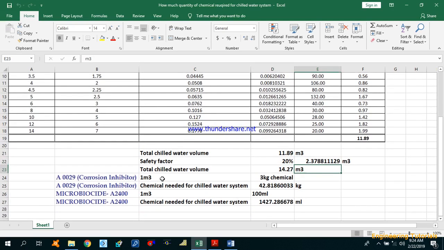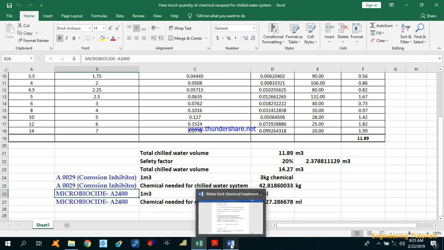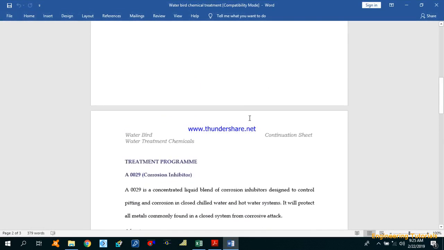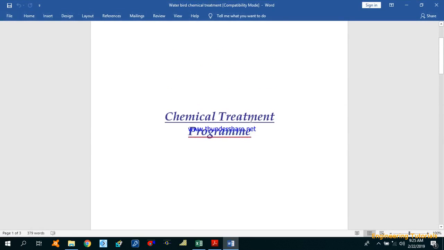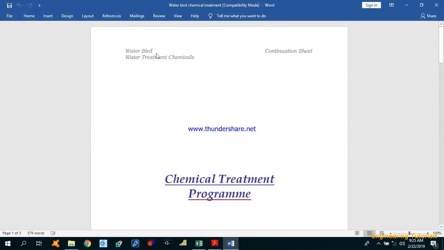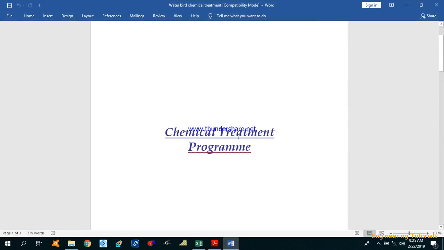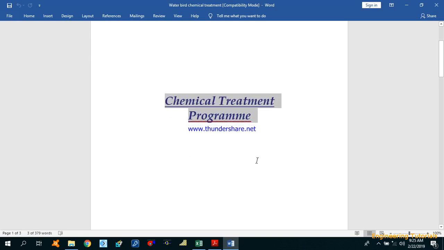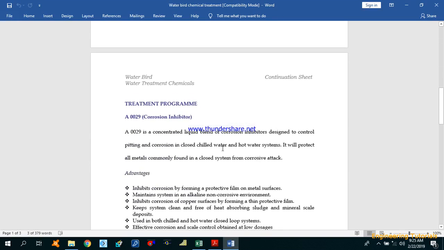Now the chemicals which we are using over here are corrosion inhibitor, that is A0029, and the second one is microbiocide A2400. So this is a file from Waterbird Chemical Treatment, one of the reputed companies in UAE. So we are going to use the chemicals provided by this Waterbird Chemical Treatment company.